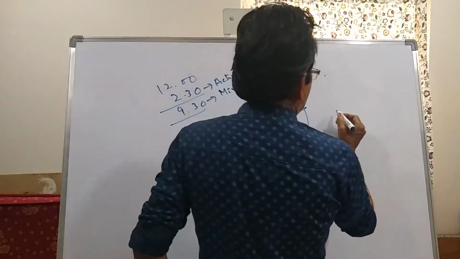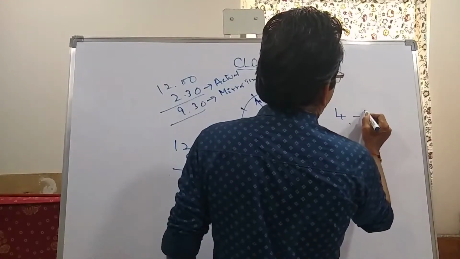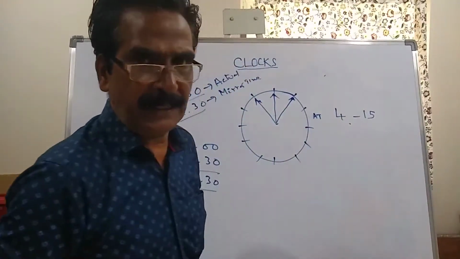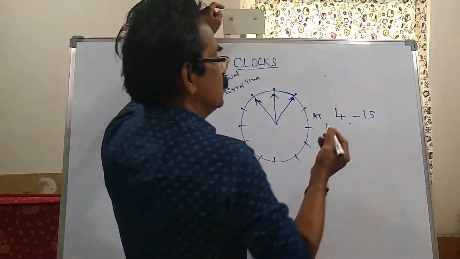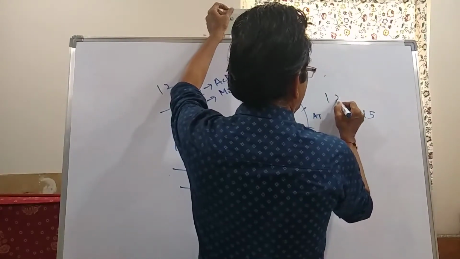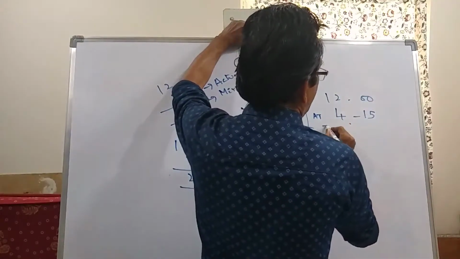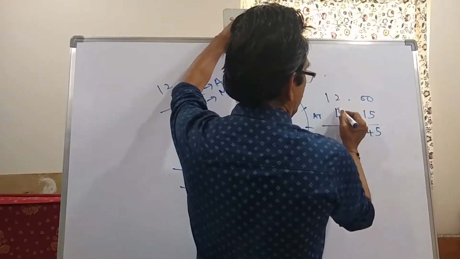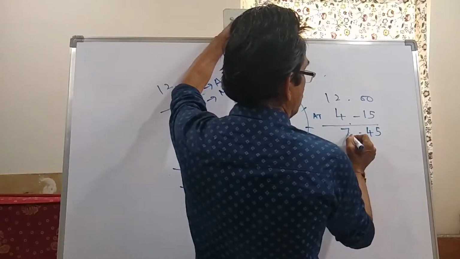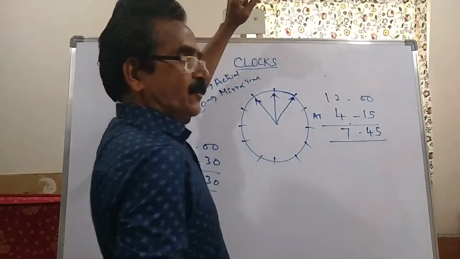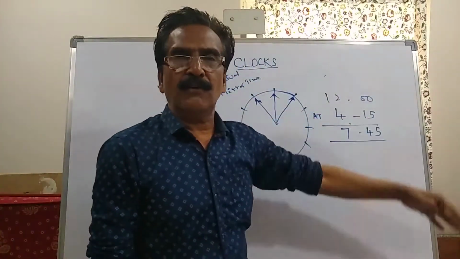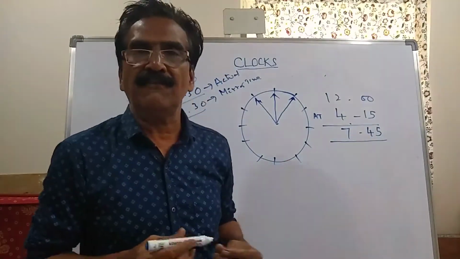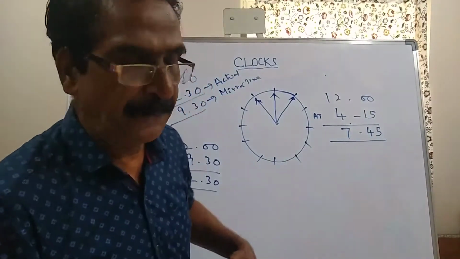Okay friends, suppose the actual time is 4:15. How does it appear in a mirror? So 12 minus 4:15: 60 minus 15 is 45, then 11 hours, 11 minus 4 is 7. So the actual time is 4:15, and the mirror time is 7:45. That is one small point, friends. Keep this point in mind.